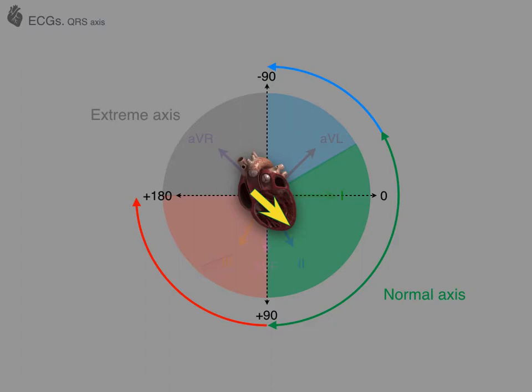You will find that there is some degree of variance looking at different sources or textbooks as to what is counted as a normal axis. I personally count it as between -30 and +90. Left axis deviation would therefore be from -30 to -90, and a right axis deviation from +90 to +180. You could then call anything between +180 and -90 an extreme axis.